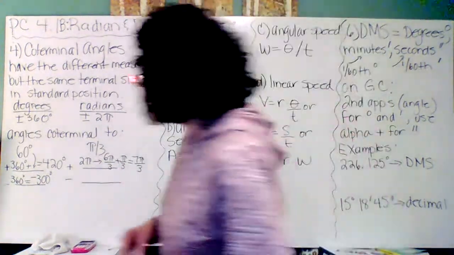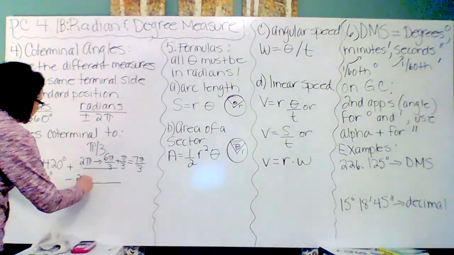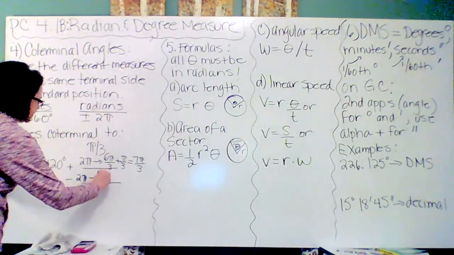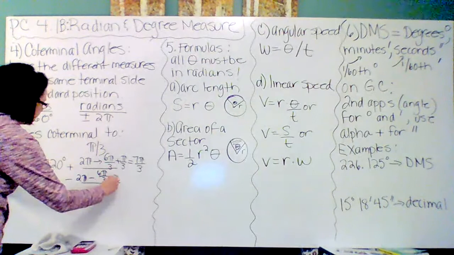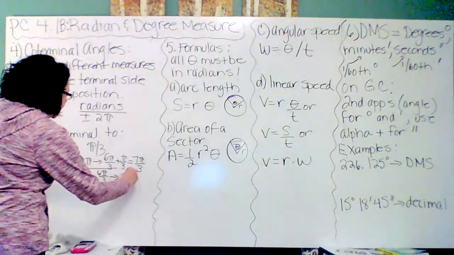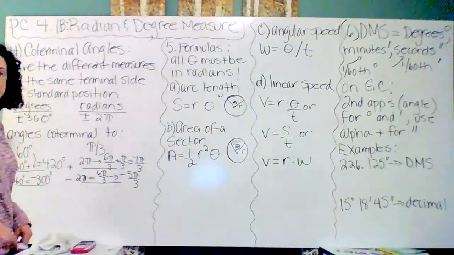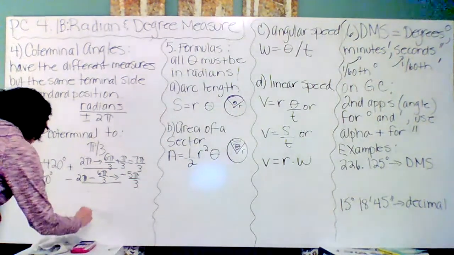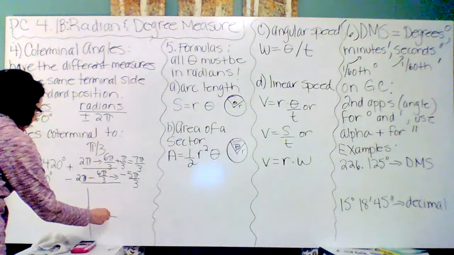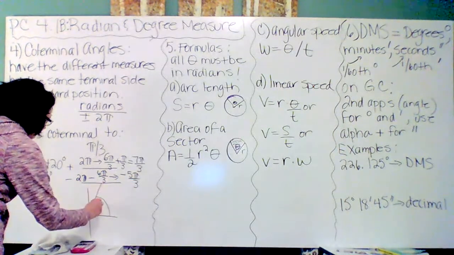Let's subtract 2 pi. This means we have to subtract 6 pi over 3. So pi over 3 minus 6 pi over 3 is a negative 5 pi over 3. Rotating in radians might be a little harder for you, but let's give it a try. Right, pi over 3 is 60 degrees. So here's pi over 3 right here.